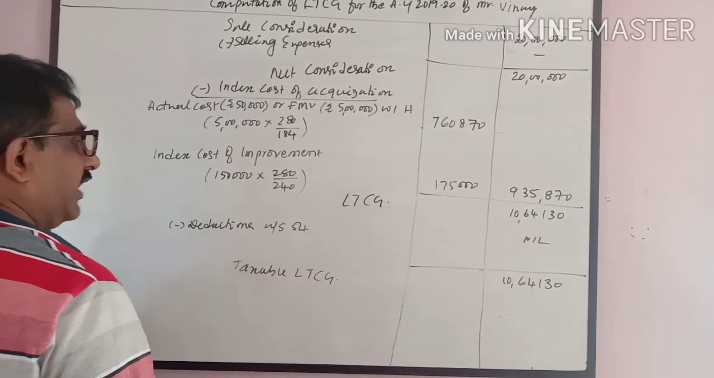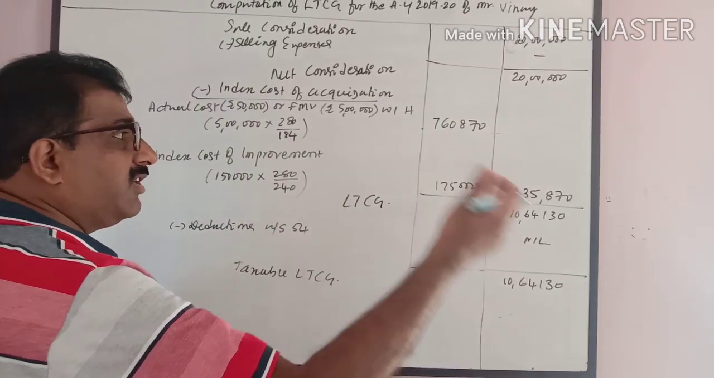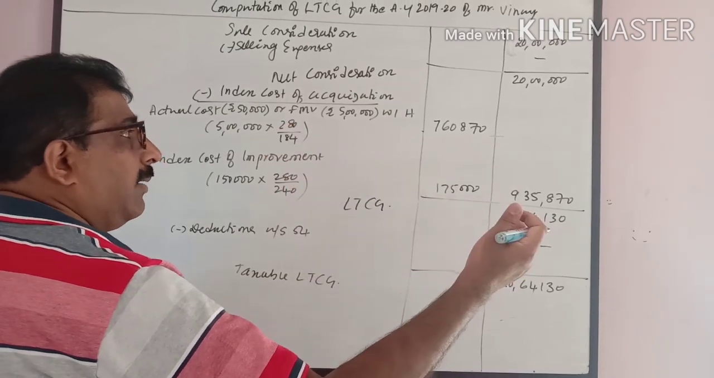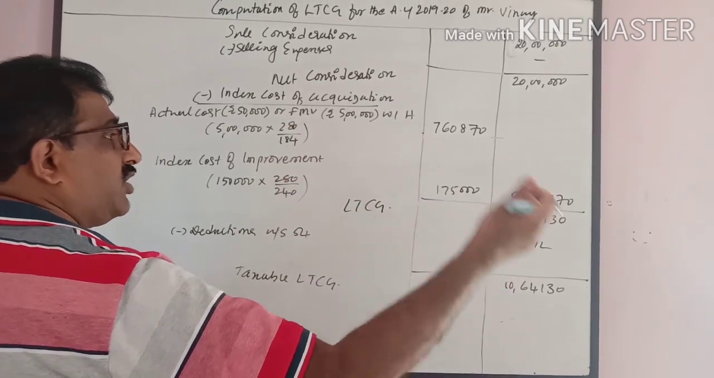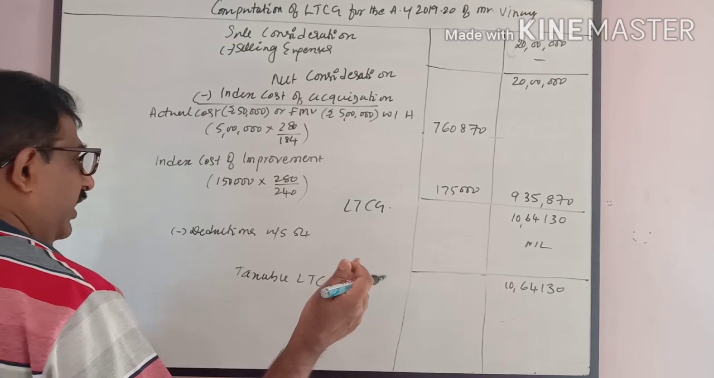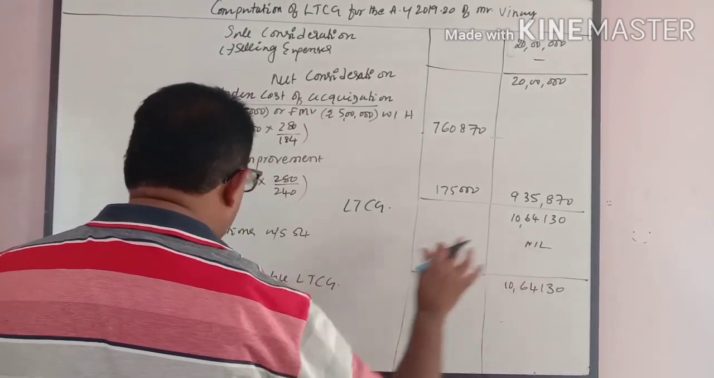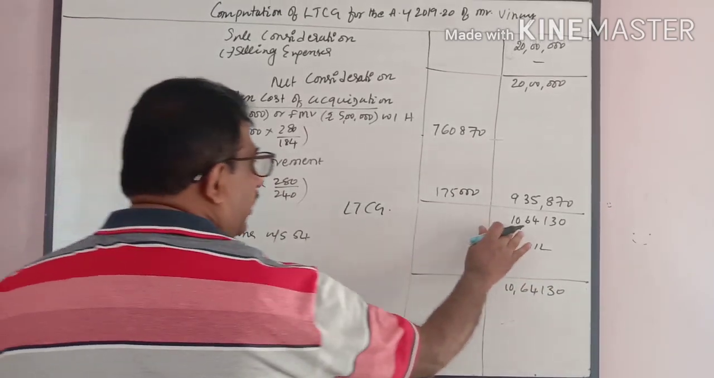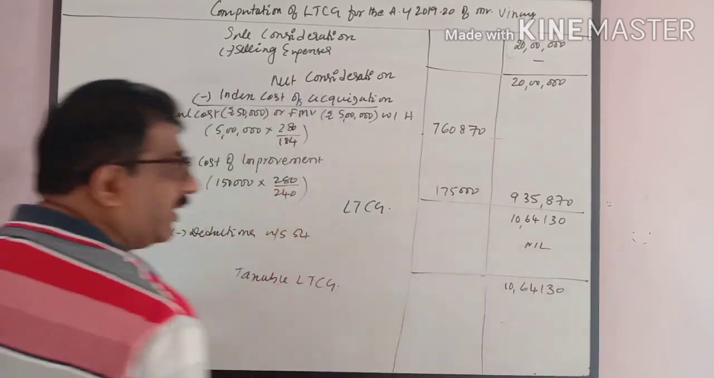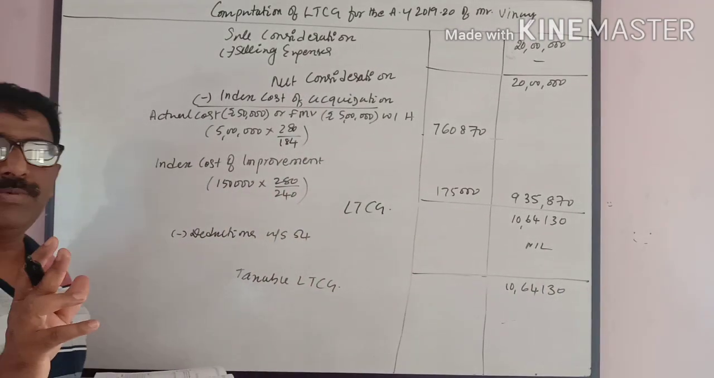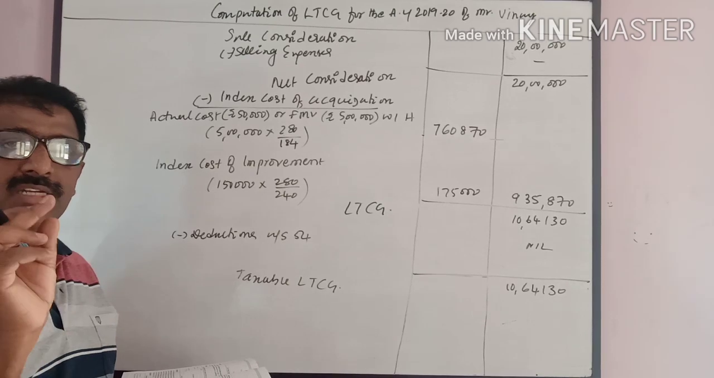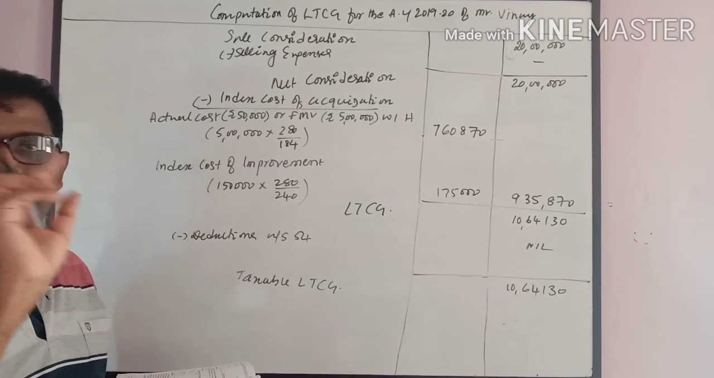There are no deductions allowed because he has not invested in any other assets or in NABARD bonds or something else. So there are no deductions, nil. Taxable LTCG becomes 10,64,130. These are the two examples for LTCG. Now I will work out one problem on STCG.